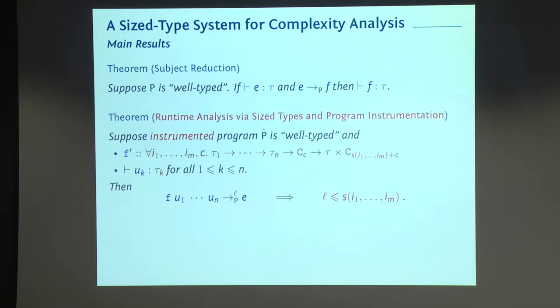What we are really interested in here is the following theorem, namely, if we manage to type the instrumented program that carries the program counter, then from the size types of the instrumented functions, we can read off a bound on the number of execution steps that you can perform in the program. So please note that this theorem in particular also implies termination, but it moreover gives you a bound on the number of execution steps that you can do.